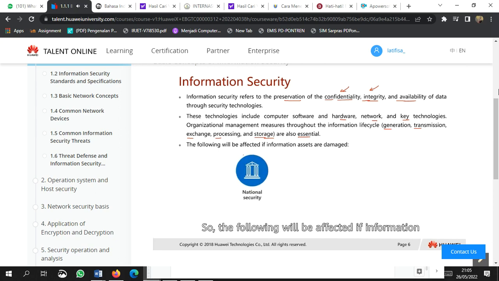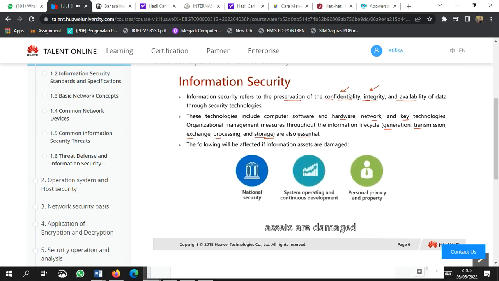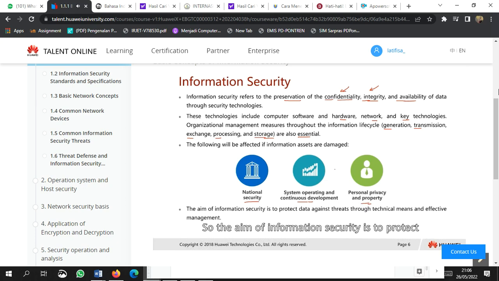So the following will be the effects if information assets are damaged. For example, if the information is not secured in the proper way, it could cause a national security issue. Another thing is the system operating and continuous development. Okay, so this is about the operation. And personal privacy and property will also be jeopardized if information security is not taken care of properly.